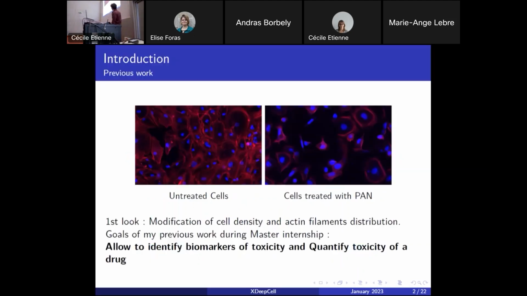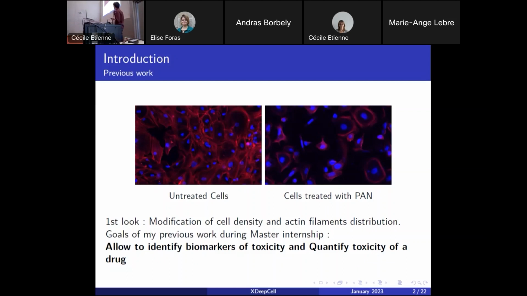So let's start with a small example of what we tried to do during my master internship. We have two images. On the right, we have an image of podocytes, which are human renal cells, and on the left, those are also podocytes, but the difference is that whereas on the right they are normal, on the left we treated them with a drug that is called PAN, and which is known to be toxic for the cells.